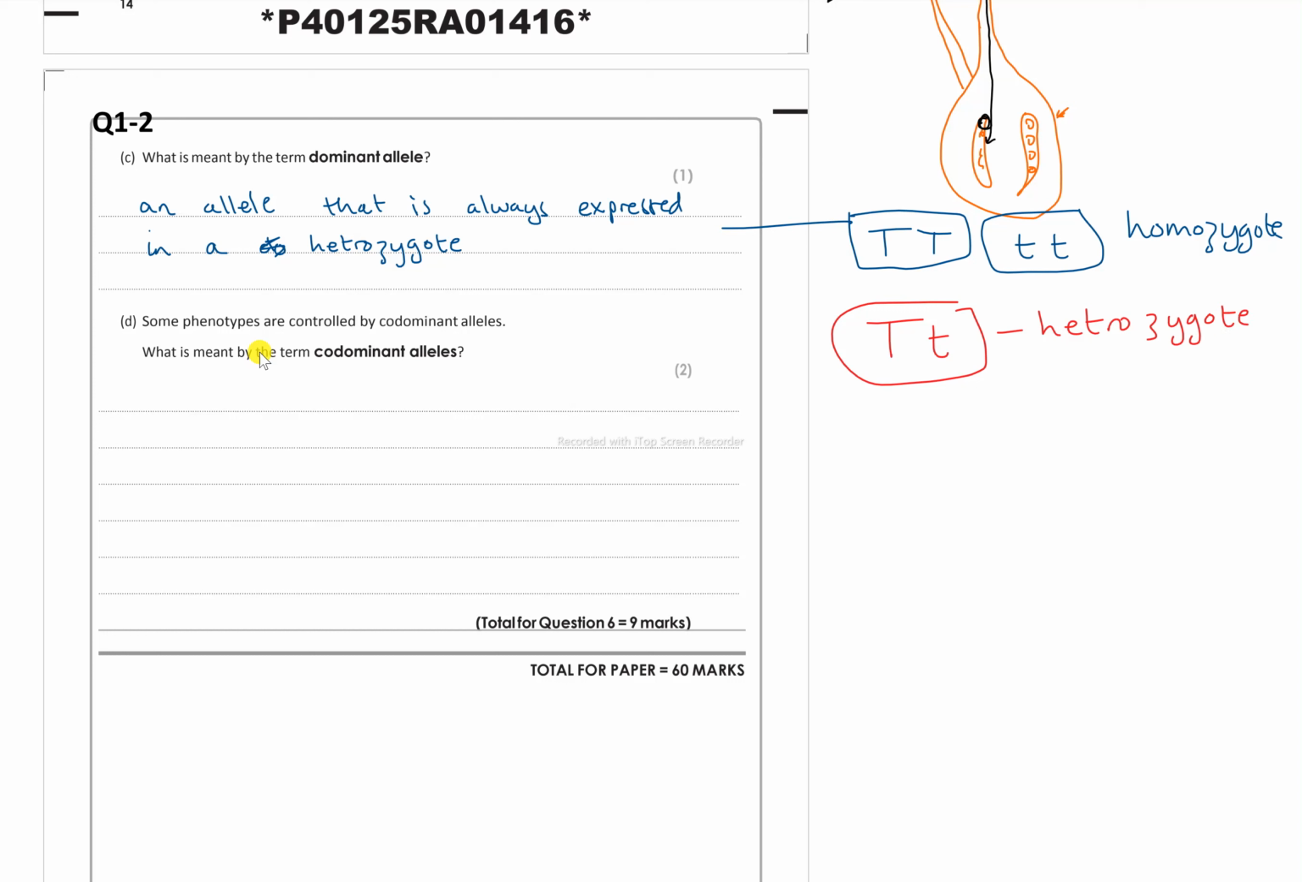So it's different. The dominant one is the big T, and if that expresses for a tall plant, then you'll end up with a tall plant. Right, codominant.